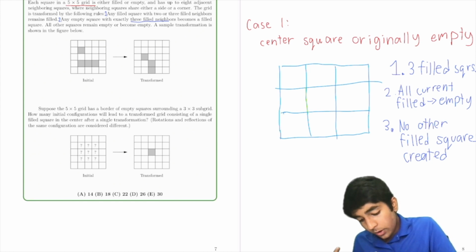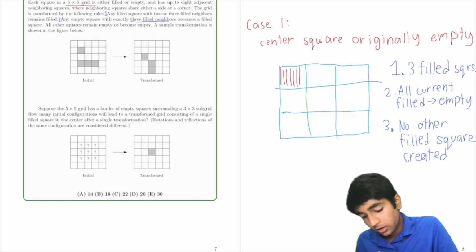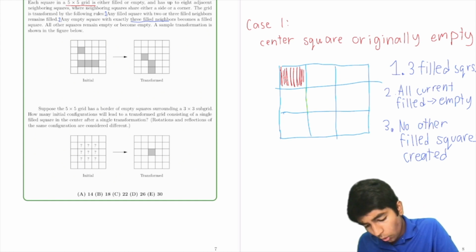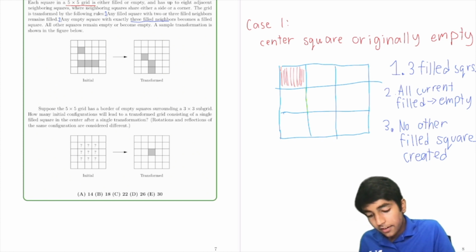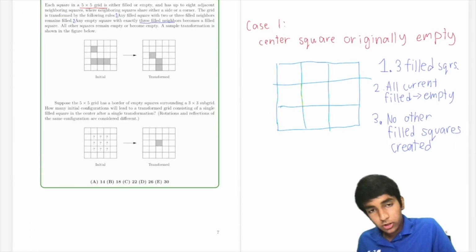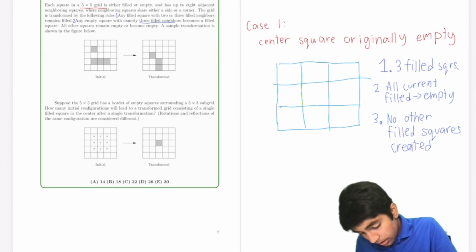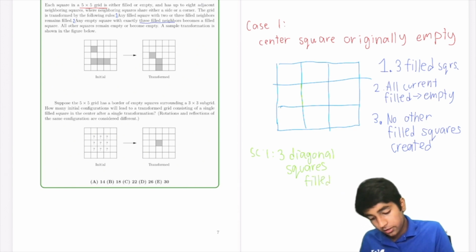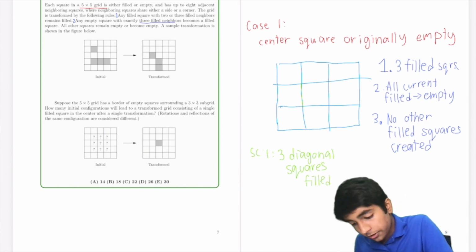So let's say that one square is the corner here, okay? If there's one square in the corner right here, what are the possibilities for the other squares? Or actually, let's take a more organized approach. Let's take some subcases. Subcase 1: 3 diagonal squares filled. That's the first subcase. 3 diagonal squares are filled.